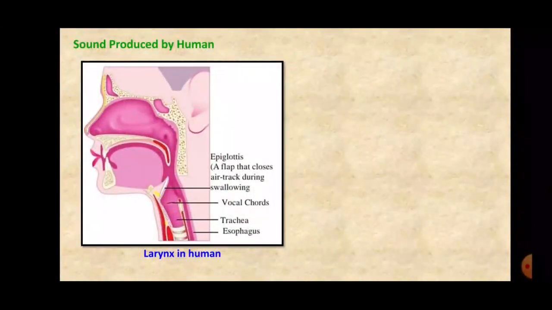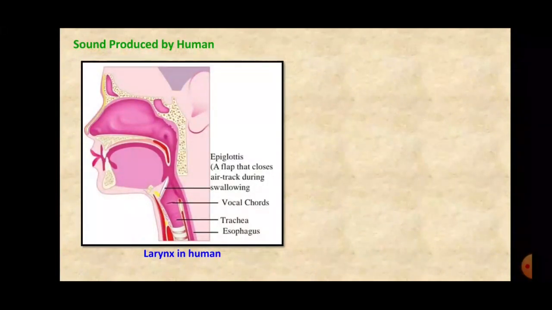Next, a very important one: how sound is produced in human beings, that we will study. Now you can see the internal structure of the human. The food pipe and the trachea or the windpipe are one above the other in our throat region. And you can see the very first label is the epiglottis, a flap or cover-like structure which closes the air tract when we are swallowing food.